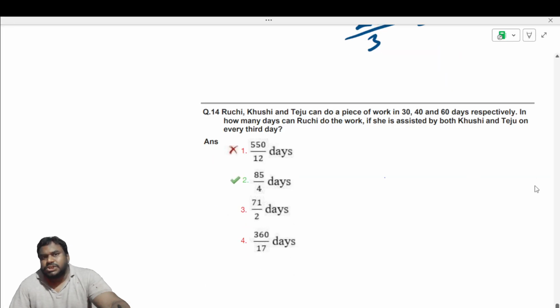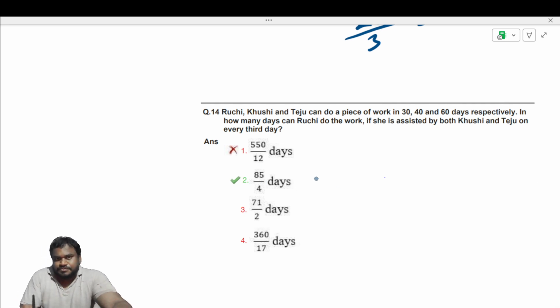Okay. Ruchi, Kushi and Teju can do a piece of work in 30, 40 and 60 days respectively. In how many days can Ruchi do the work if she is assisted by both Kushi and Teju on every third day? It's a similar problem we did. Okay, so now it's easy.